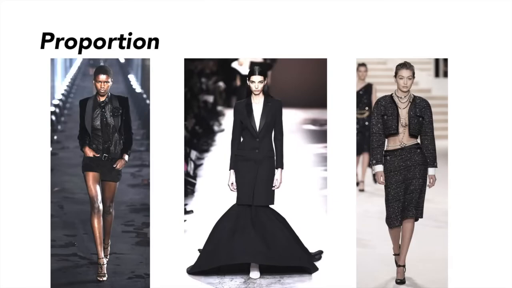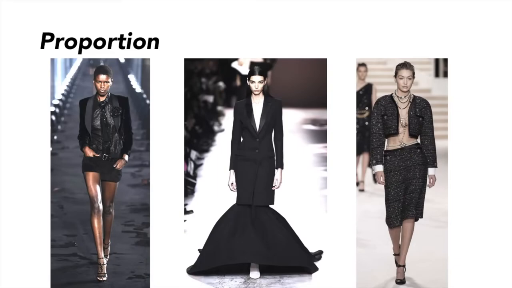Here we have three black suits, all using the element of shape to create different proportions. Again, the same Givenchy suit in the center with the elongated jacket. Saint Laurent on the left uses a traditional length jacket but with short shorts, and Chanel on the right cropped the jacket, pairing it with a traditional just below the knee skirt. Designers can play with proportion to create different effects. Each of these is an interesting, fresh proportion.